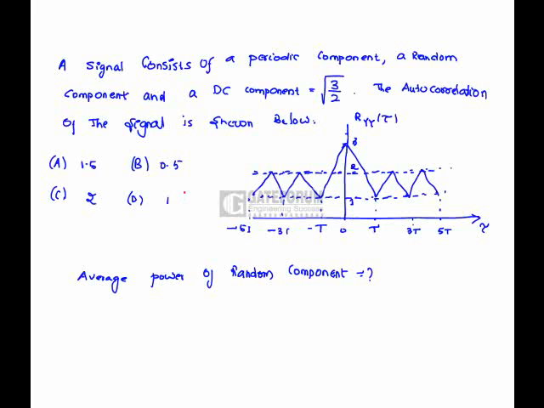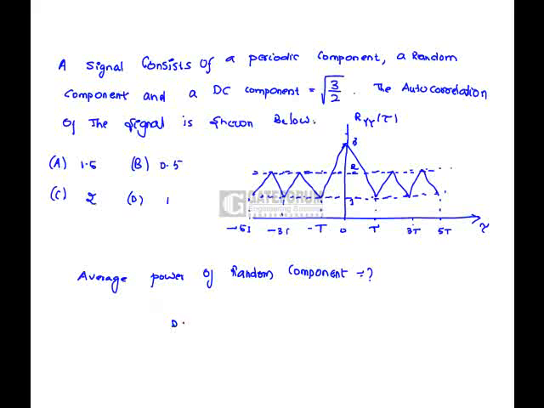Signal consists of a periodic component, a random component, and a DC component. The autocorrelation function is shown in the figure. So we have to decide the average power present in the random component. In order to decide that, first of all we have to subtract the DC power present in the autocorrelation function, which is not because of a random component.